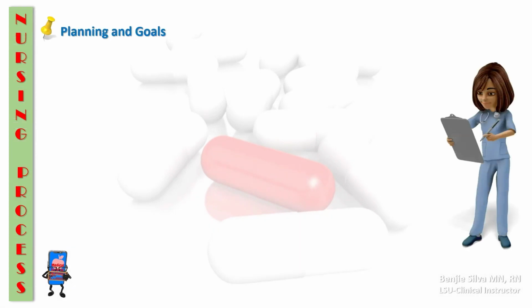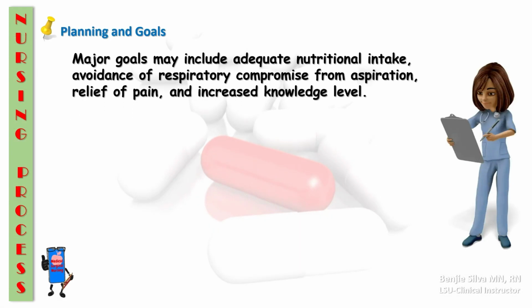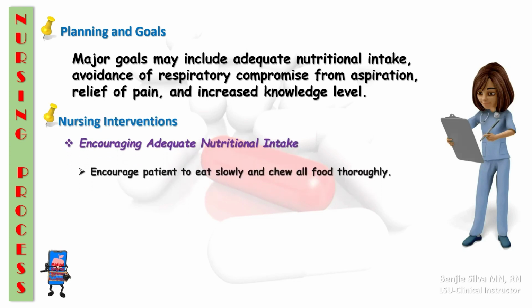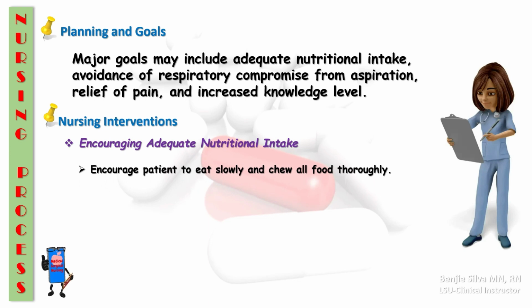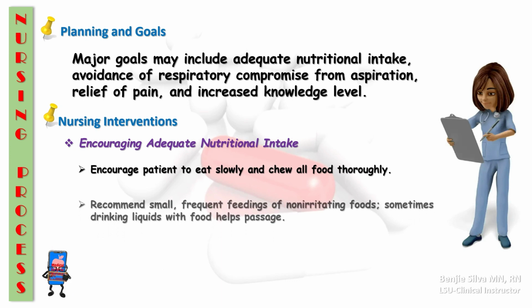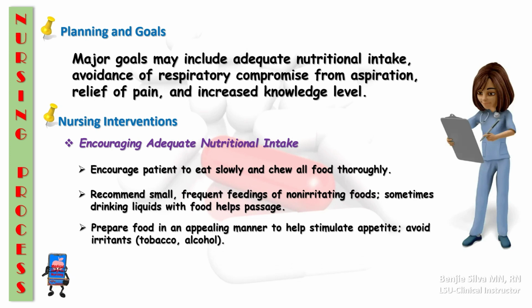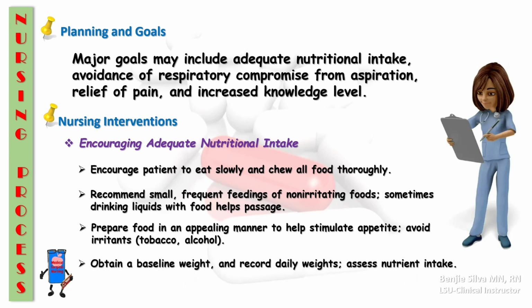Planning goals. Major goals may include adequate nutritional intake, avoidance of respiratory compromise from aspiration, relief of pain, and increased knowledge level. Nursing interventions for adequate nutritional intake. A. Encourage patient to eat slowly and chew all food thoroughly. B. Recommend small frequent feedings of non-irritating foods; sometimes liquids with foods help passage. C. Prepare food in an appealing manner to help stimulate appetite; avoid irritants like tobacco and alcohol. D. Obtain a baseline weight, and record daily weights, assess nutrient intake.